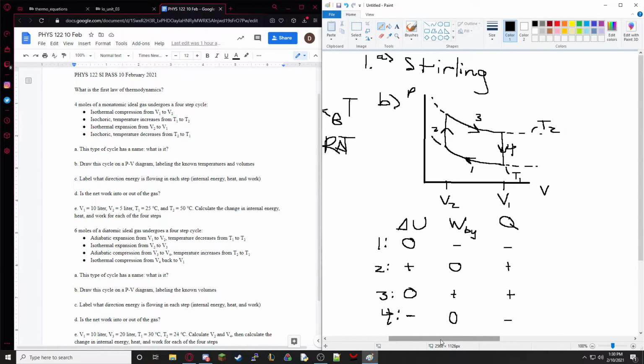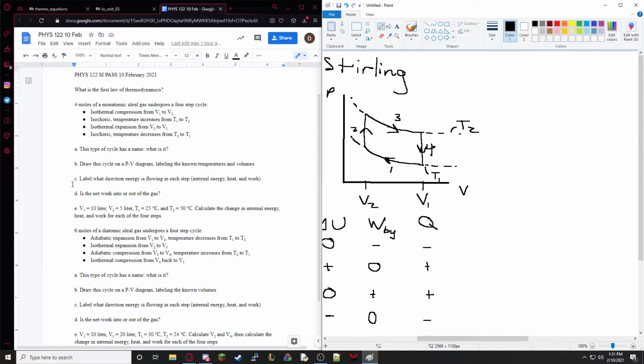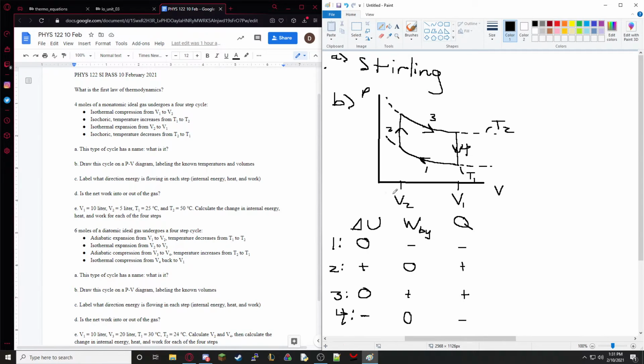Does anyone have any other questions before we move on? We'll probably give you guys 5 or 6 minutes to calculate them. All right, let's say 5 minutes, so we'll go over it at about 1:36 or 1:37. So we have given values. V1 is 10 liters, V2 is 5 liters, T1 is 25 degrees Celsius, and T2 is 50 degrees Celsius. I want you guys to calculate delta U, the work by the system, and the heat flow for each of the 4 steps.